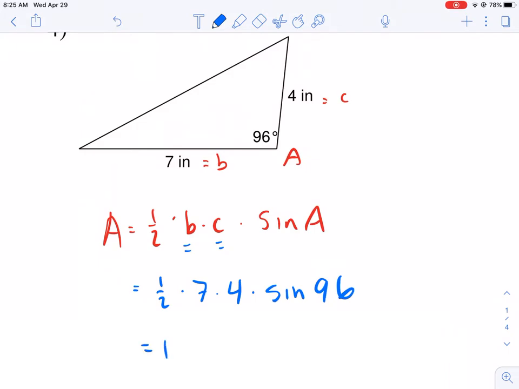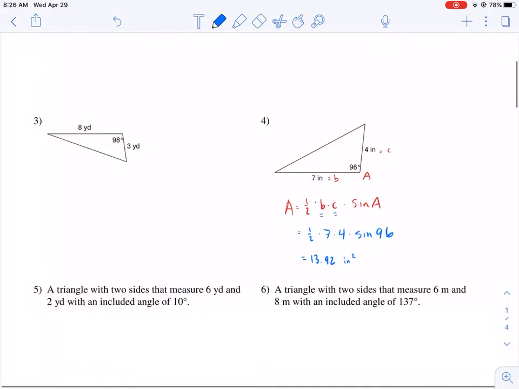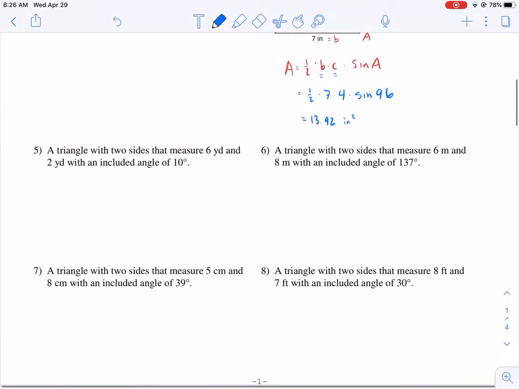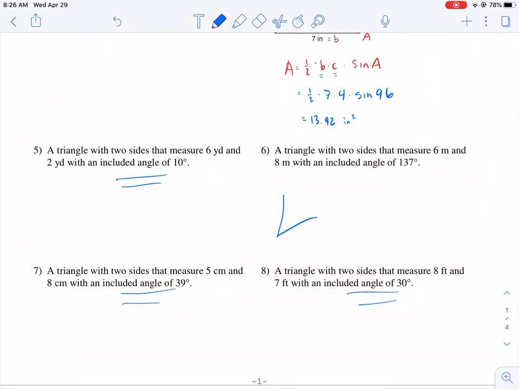And I got 13.92 rounded to the nearest hundredth. And the units are inches squared. So these problems on the front are pretty straightforward. You'll see that all these talk about an included angle, included angle, included angle. That just means it's in between.